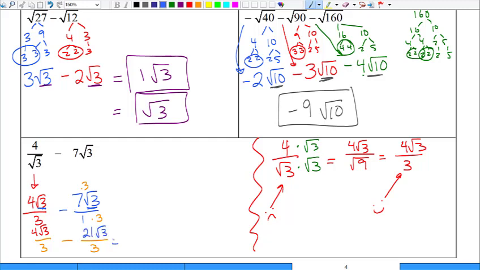Okay, are the radicals the same? Yes. Are the denominators the same? Yes. So my denominator is 3, and my numerator, I have 4 root 3's minus 21 root 3's, and that's going to end up with negative 17 root 3's over 3. And that is my final answer.